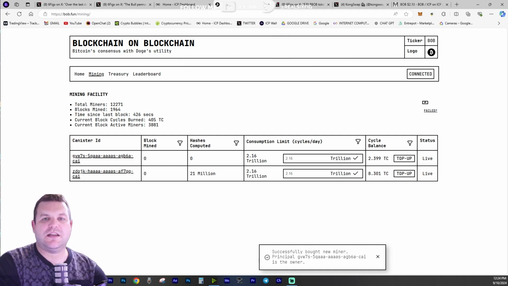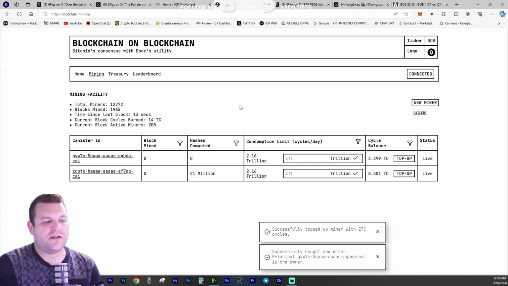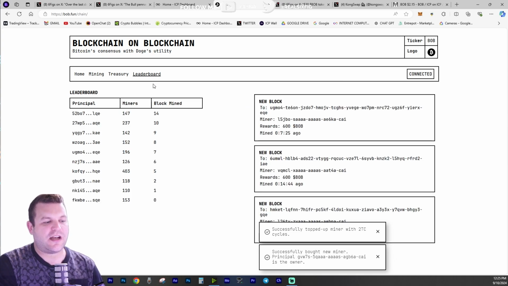And basically, there's no limit on the amount of miners that you want to spawn. There are 12,272 miners out there. They've got a leaderboard. You can see all these miners that people have deployed. And it's interesting because they've gotten a lot of Bob tokens as a reward.